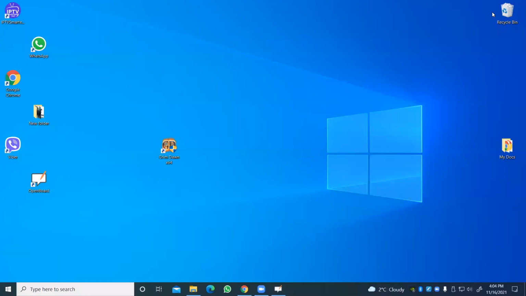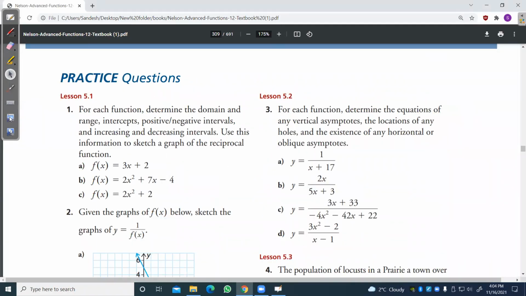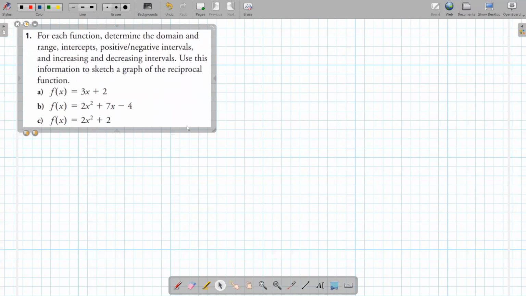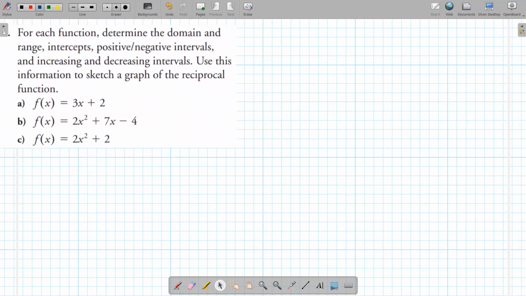Let me open this. All right. Let's look at this from the very beginning, okay? It says yada, yada, yada for these questions. Maybe we'll do B. B is the hardest one there. It says determine the domain, range, intercepts, and then we also have to do it for the reciprocal function, okay? So we're doing B.